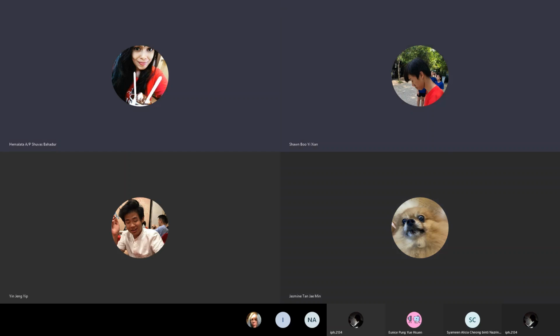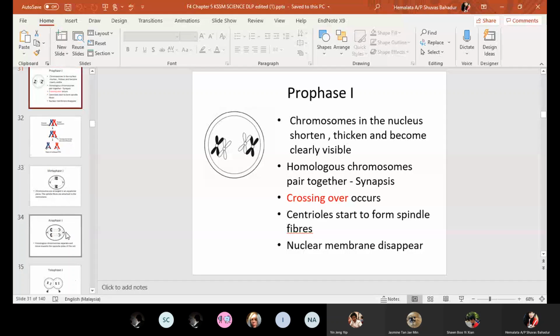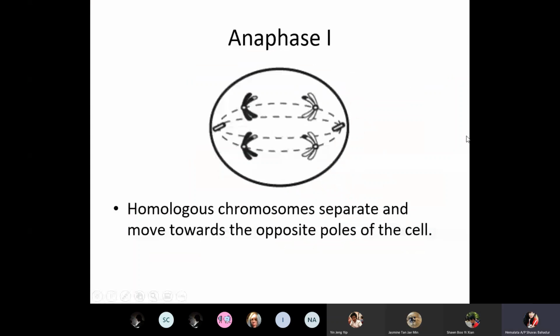But you have to bear one thing in mind. Let me share my screen to you. Okay, anaphase 1. We have one thing called homologous chromosomes. What is the difference between anaphase 1 and anaphase in mitosis based on the screen here?